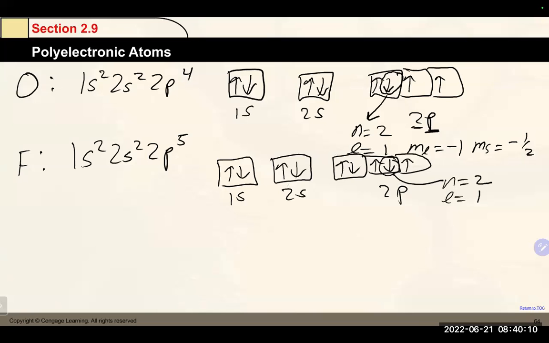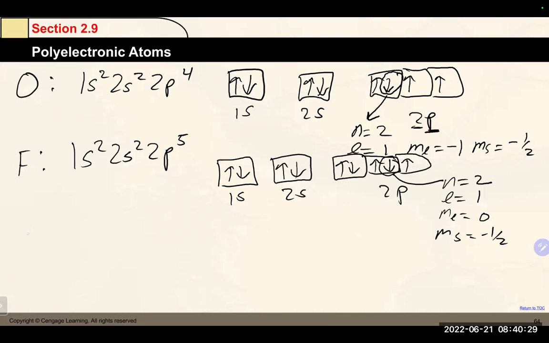L is 1 again, still a p orbital. We have now moved to the middle box there, which would have a representation of 0. And our electron heading in a downward direction there would be -1/2. Any questions on that one there?